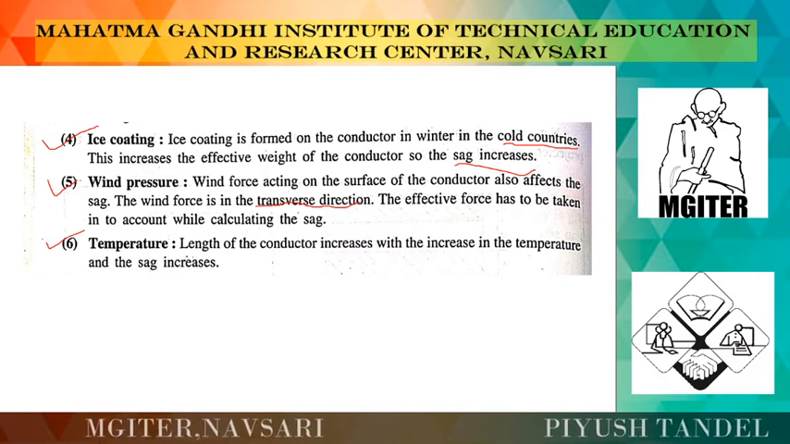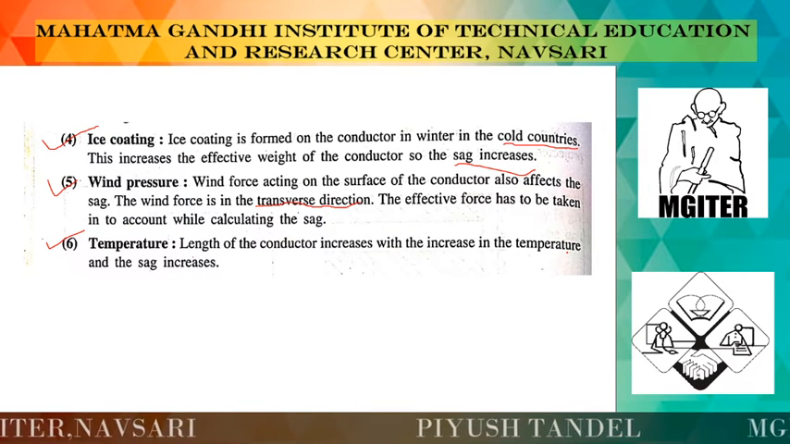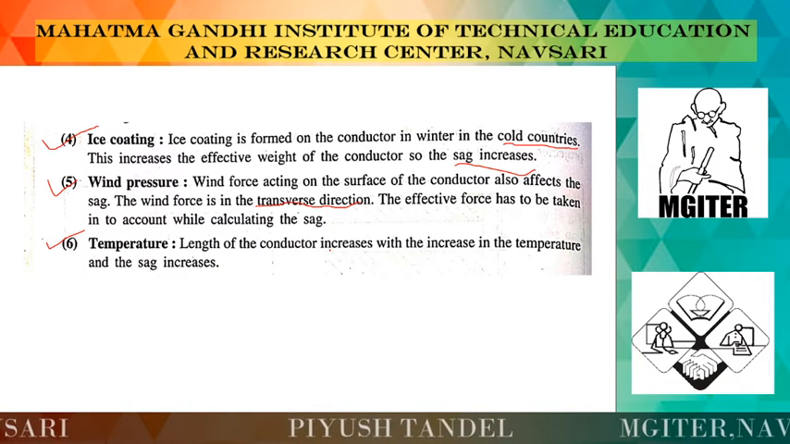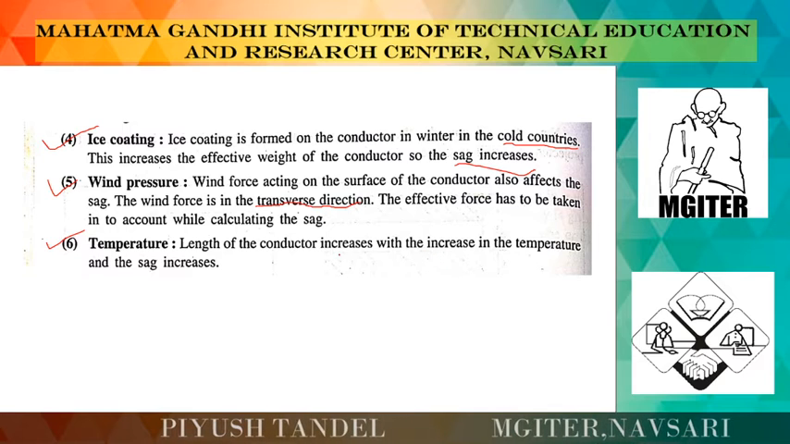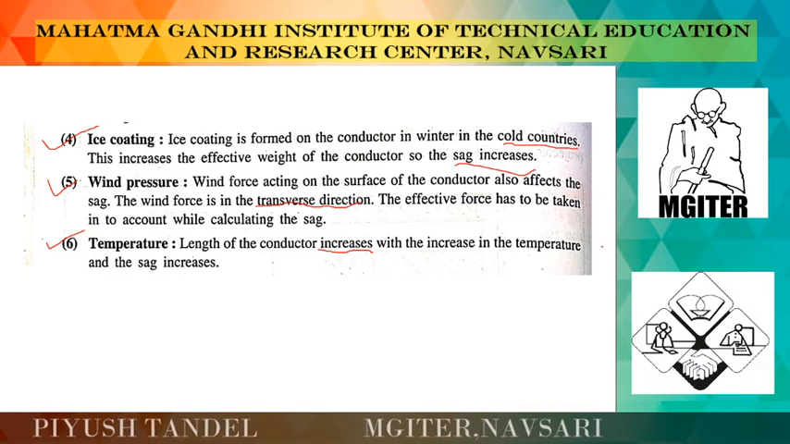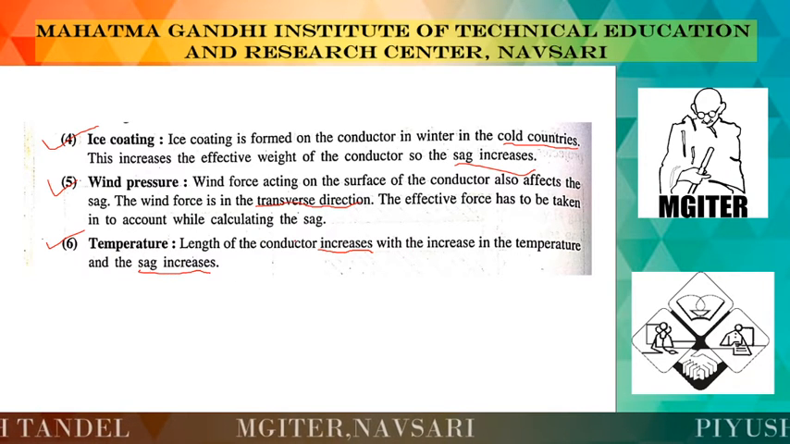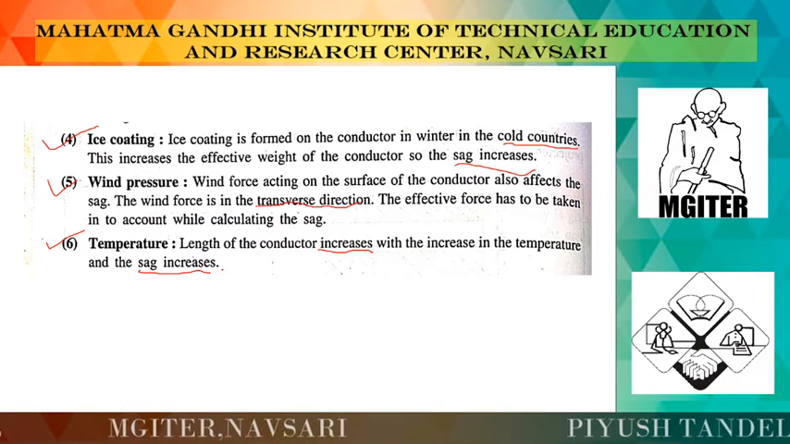And the next one, that is the temperature. So the length of the conductor is increased with increase in the temperature, and the sag is also going to be increased, because whenever we are increasing the temperature of that conductor, the length of that conductor is going to be increased. So by increasing the length of the conductor, the overall sag of that conductor is also going to be increased.